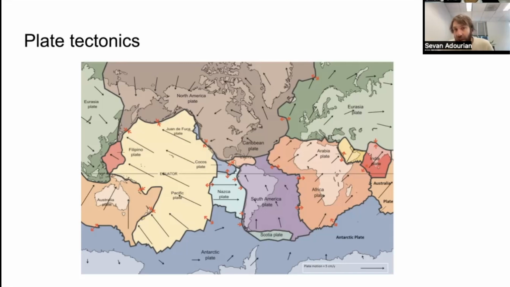However, they are very important for the dynamics of the planet because they are the surface expression of what is going on throughout the mantle and throughout the whole machinery that is our planet. And also importantly, we have most of the earthquakes that are happening at the boundaries of those plates.